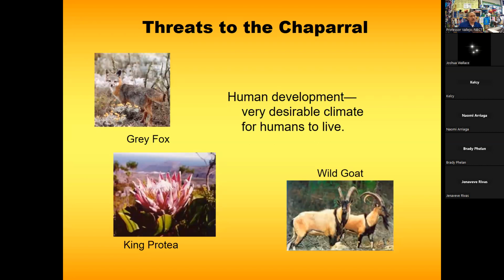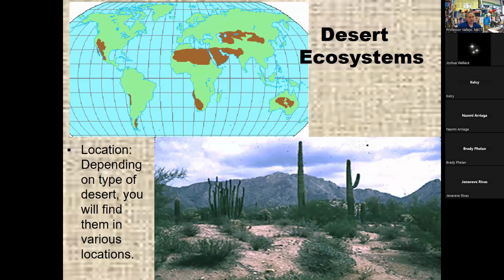Threat to the chaparral: human development, as we said, very desirable climate for humans to live in. The chaparral region, along with the aquatic ecosystem called the estuary, many of those areas just getting paved over and building buildings and houses, and a lot of these areas are just going to human habitation.